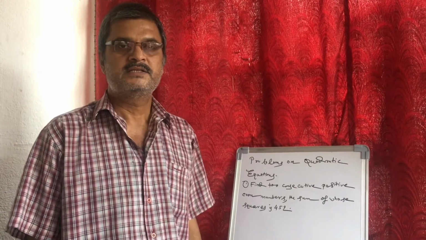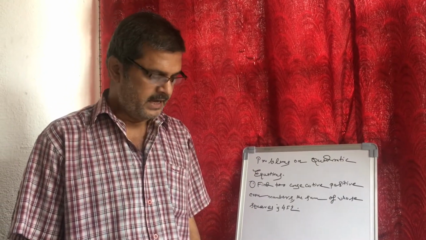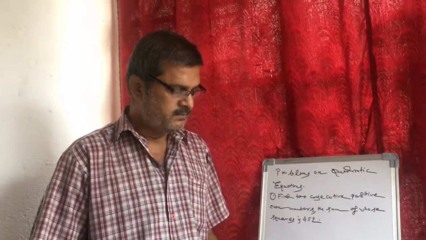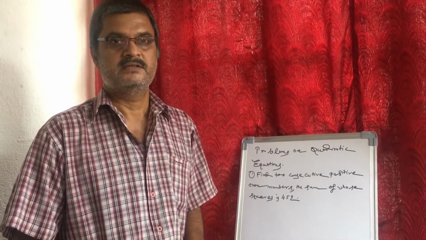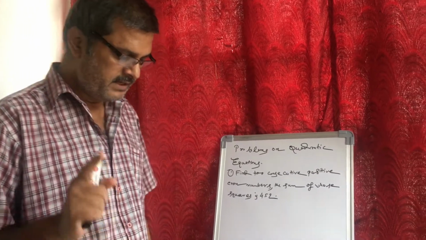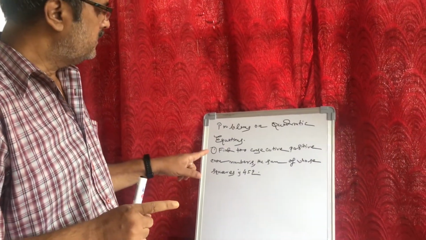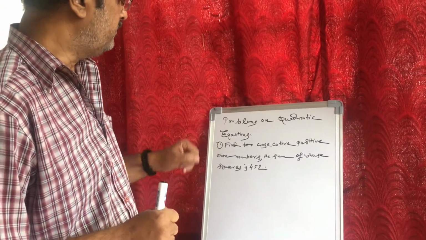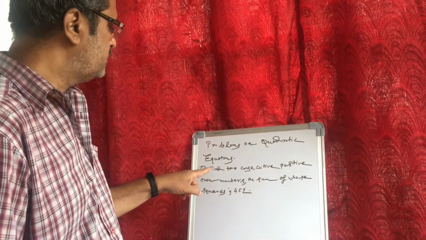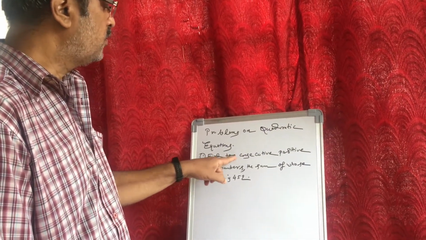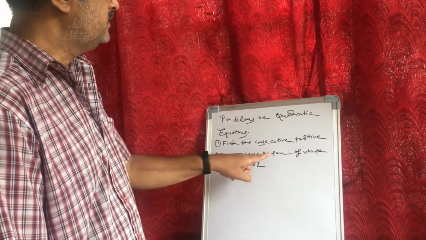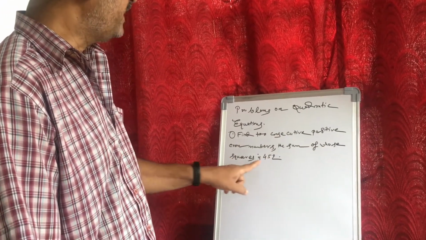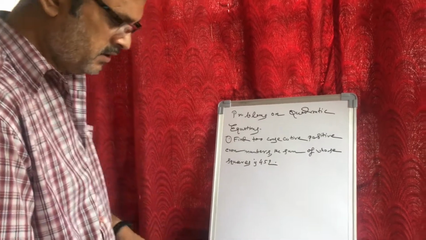Hello friends, today I am going to solve some problems based on the quadratic equations. Suppose I am taking one example, how to solve this problem. The problem is: find two consecutive positive even numbers the sum of whose squares is 452.